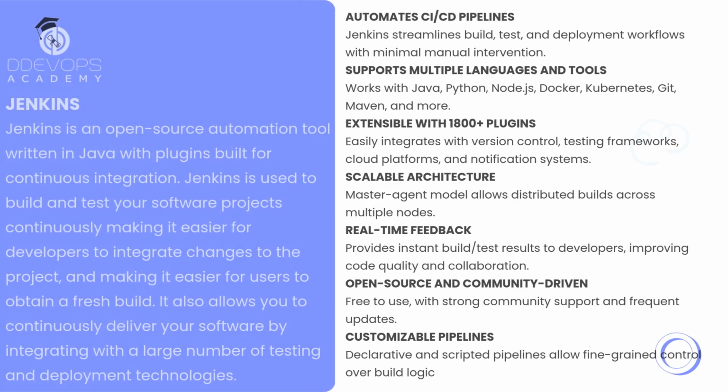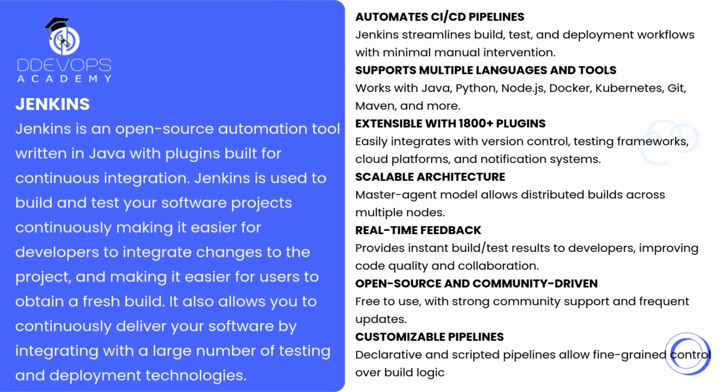Jenkins is a powerful open-source automation tool designed for continuous integration and delivery. It helps developers build, test, and deploy software efficiently with minimal manual effort. With support for multiple languages and tools, over 1,800 plugins, and a scalable architecture, Jenkins provides real-time feedback and customizable pipelines. Backed by a strong community, it's a cornerstone of modern CI/CD workflows.